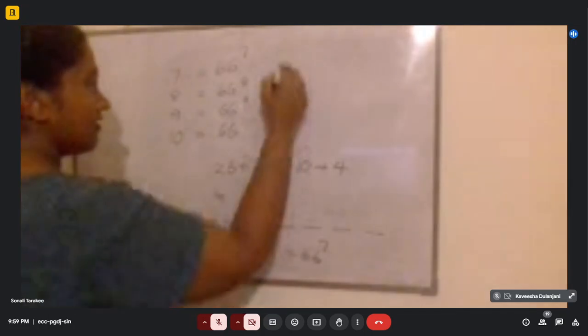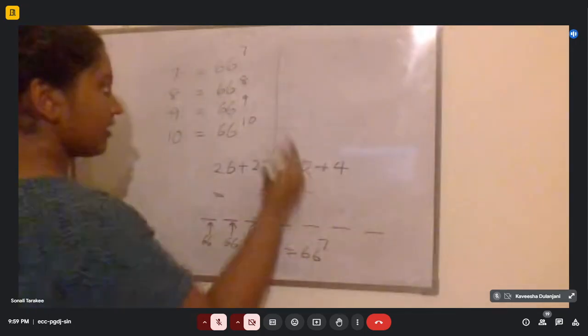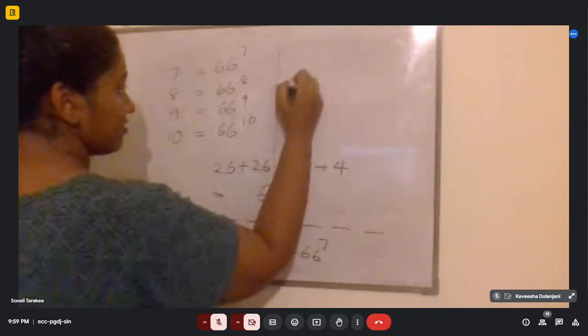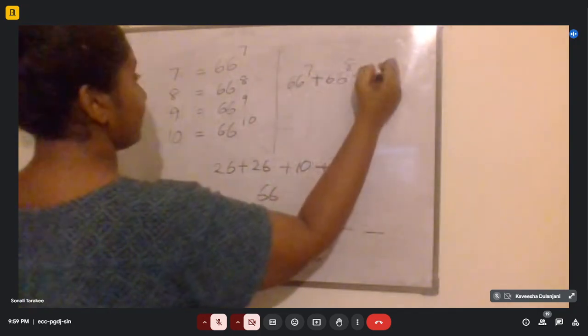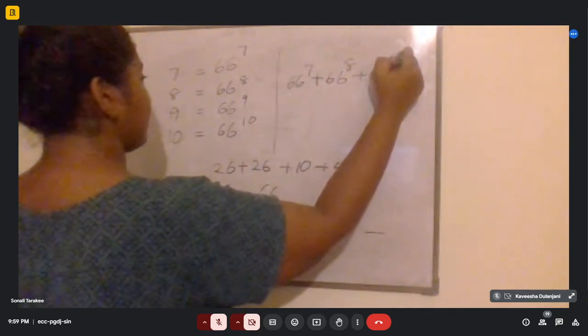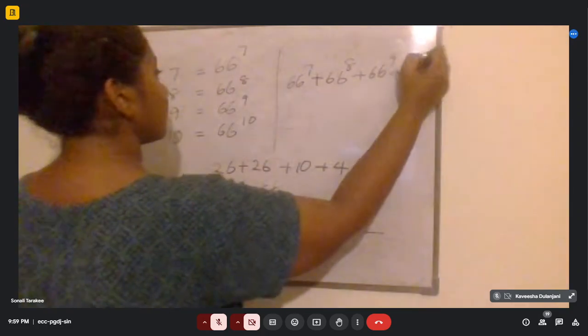So how many possible passwords are there? You have to add up everything here. So that means 66 to the power 7 plus 66 to the power 8 plus 66 to the power 9 plus 66 to the power 10.